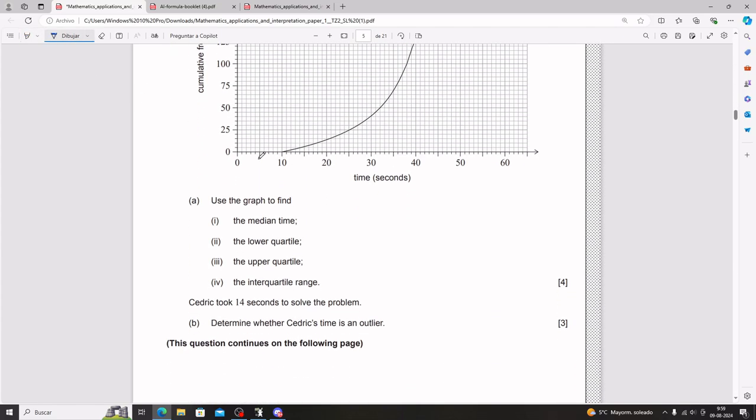So here's our graph. I'm going to explain it in a second. As we can see, it's only parts A and B. For part A, you're going to find the median, the lower quartile, the upper quartile, and the interquartile range. And for part B, we're going to find whether it's an outlier or not. Just a quick heads up, the outlier is associated to the interquartile range. That is the introduction to this problem.